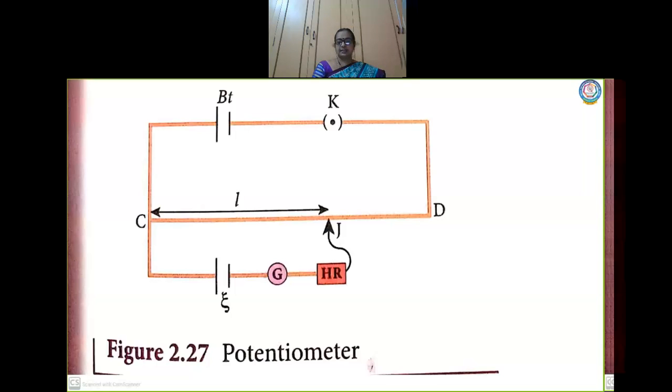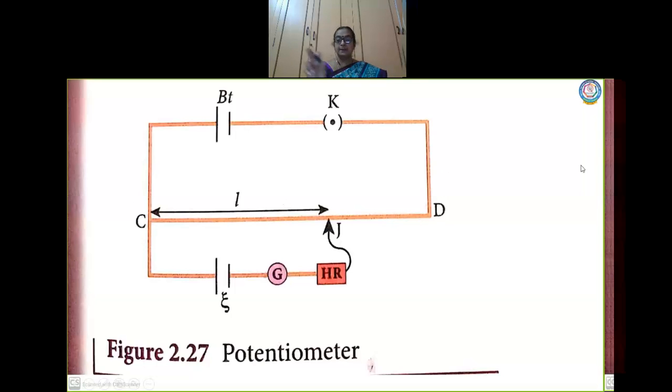Now how does it look? Again it consists of 10 meters of wire made up of manganese or constantan. We will not use a copper wire. In the meter bridge the length of the wire was 1 meter, but here it is 10 meters, with many segments of wire. In this picture we have shown only one segment. This is 1 meter, but you have 10 segments of wires like this.